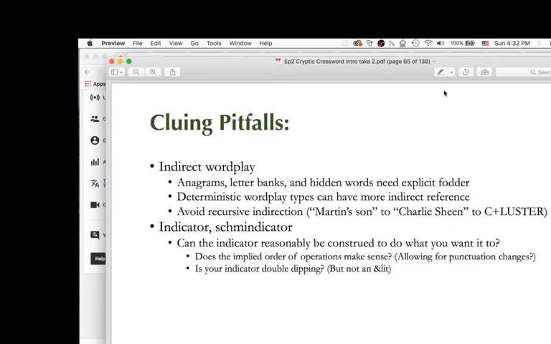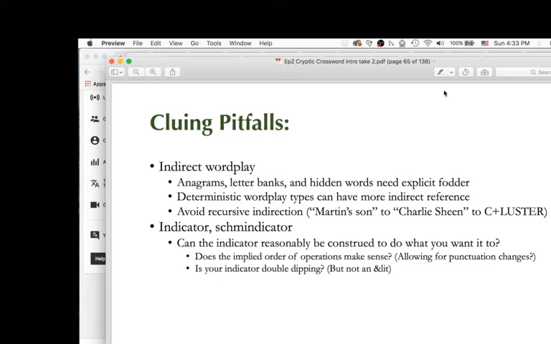Is your indicator double dipping? I'm not talking about &lit clues in which the whole clue is double dipping, but things like, are you using your indicator as also part of the fodder that it acts on? An example that was on Wikipedia was "could be" to indicate a possible anagram, and then "be dry": hat could be dry, 5 letters. Could be is the indicator for an anagram, and it's working on be dry.